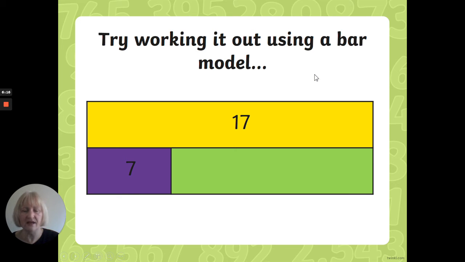What about this one? What's missing? We can see the whole 17. We can see 7 ones, so we're missing the 10. There it is.